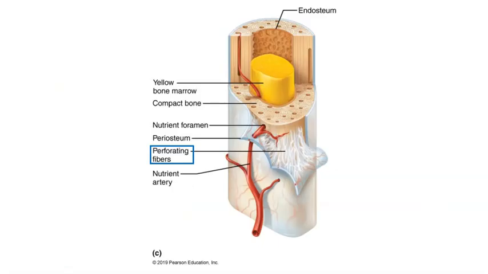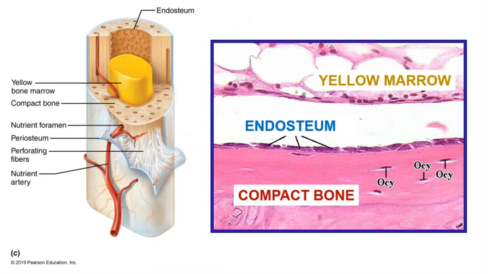The perforating fibers are bundles of collagen that extend into the bone tissue itself. That is, they penetrate into the compact bone and anchor the periosteum to the surface of the bone tissue. The endosteum is a delicate membrane that lines the inner surface of the bone, and this membrane is primarily where bone growth, repair, and remodeling will occur.